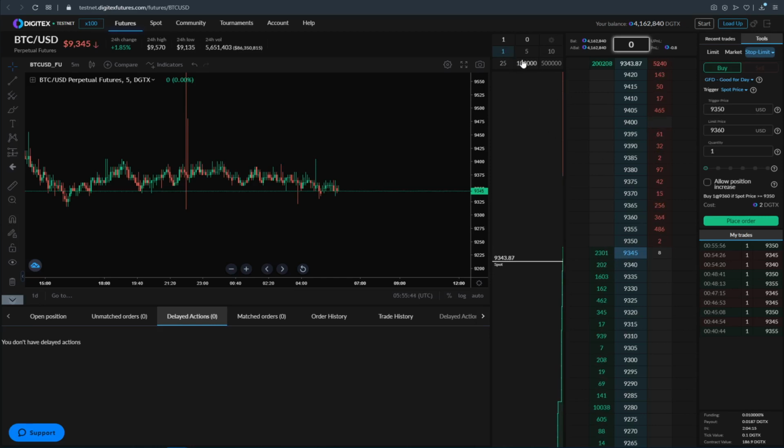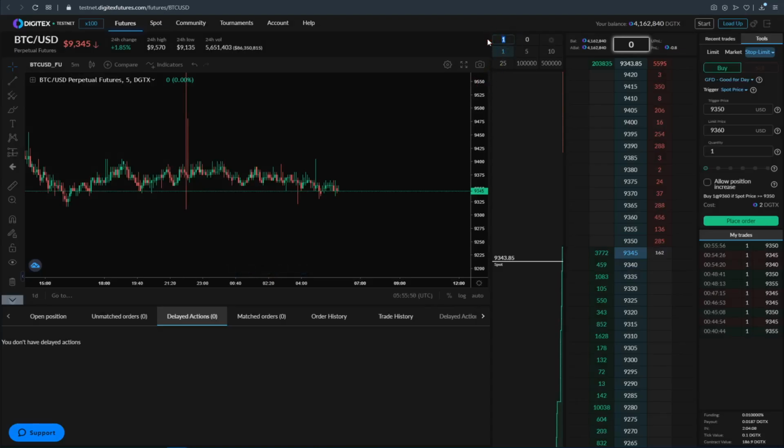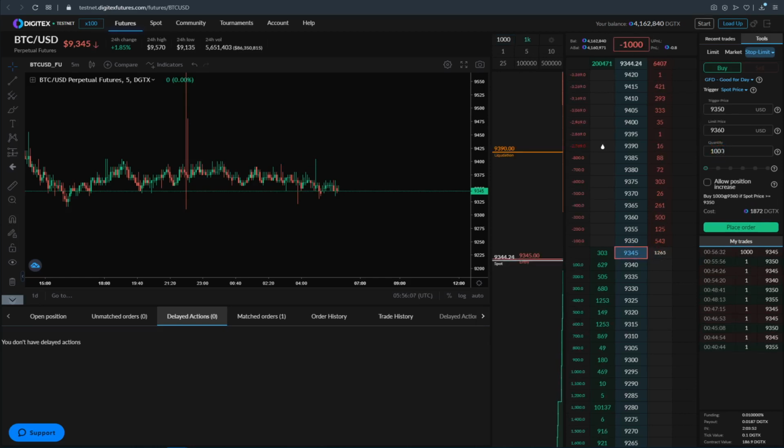But let's just say we're in a bigger position, let's do something a little bit bigger. We'll do 1,000 contracts. So let's get into a short position right here with 1,000 contracts. So doing the exact same thing, we'll change the quantity. Exact same setup right here.